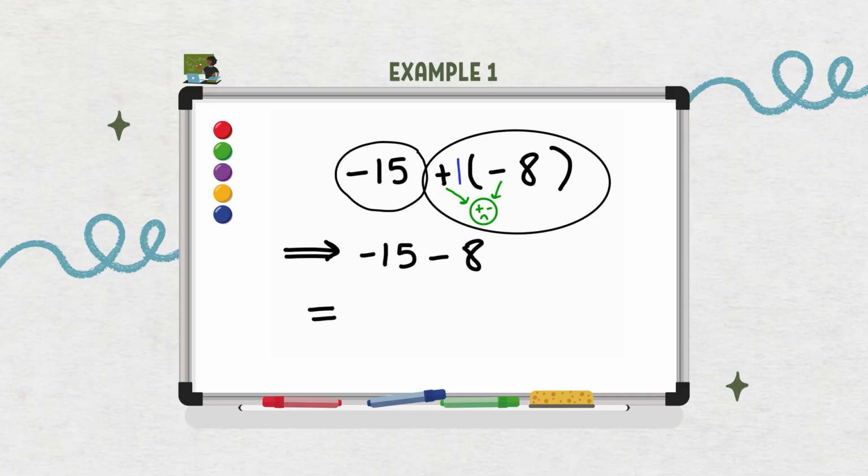Now let's follow our adding and subtracting integer rules. Same sign, add and keep. So I'm going to add 15 to 8, and we're going to get 23. We added our two numbers. Now we need to keep the negative sign from both of the numbers. So therefore, our final answer is going to be negative 23.